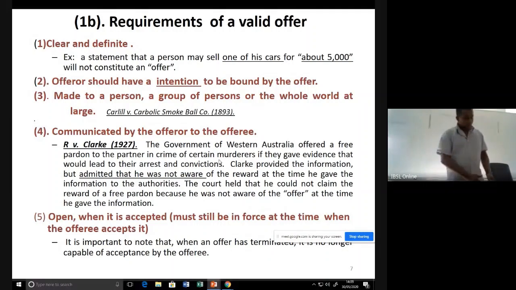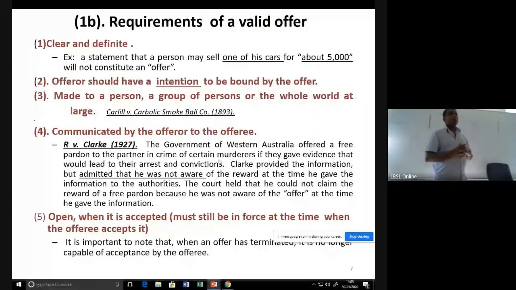If the time limit is not mentioned, though the expiry date is not mentioned in the offer, then the offer comes to an end after a reasonable time. Now, how do you decide the reasonable time? What is the reasonable time? It is not defined. It is not mentioned in any act or any enactment or any place.